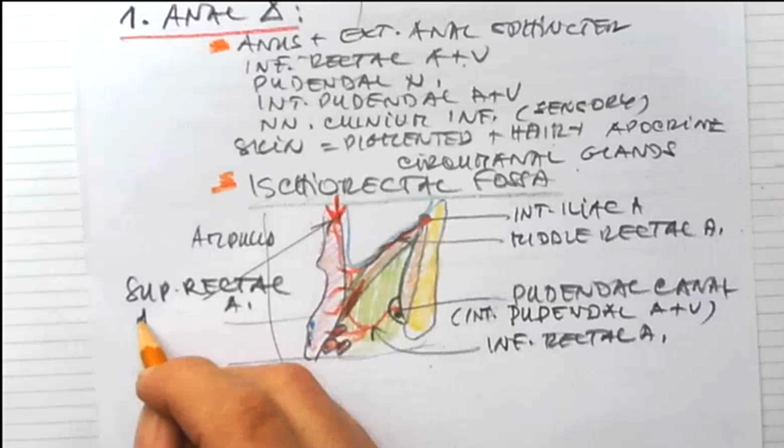Then medially is the middle rectal vein, which is drained into the internal iliac vein, and finally the inferior rectal vein drains, first of all, into the internal pudendal, with direct branches to the internal iliac. So the internal iliac is the main vein that collects the blood.